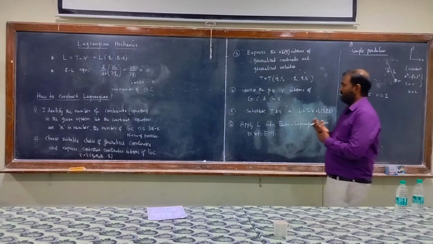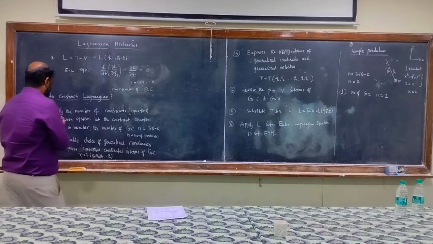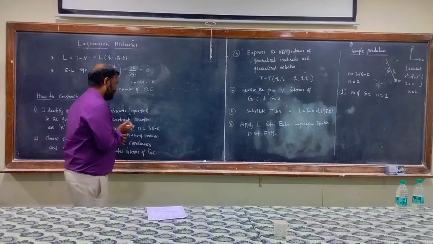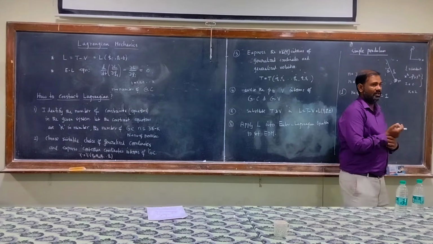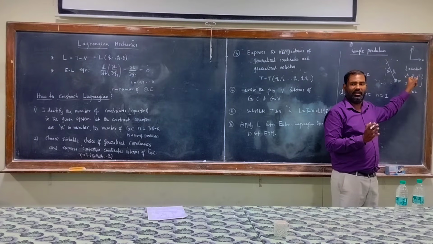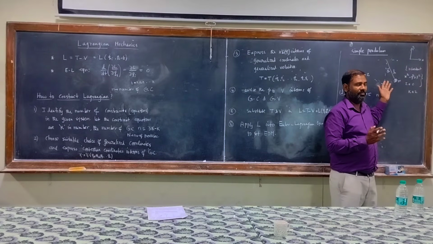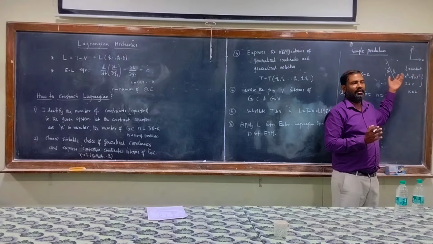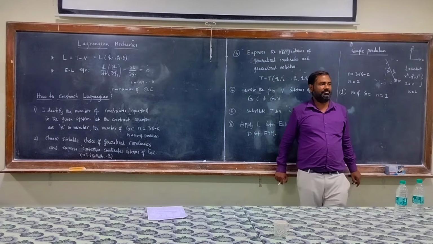Okay. Now what is the second step? Choose a suitable choice of generalized coordinates and express the Cartesian coordinates in terms of them. So what can we do here? I have two options. Since z is fixed, either I can choose Cartesian x, y or something else. This is planar motion, so it is better to choose either Cartesian or plane polar. But which one will be an advantage?